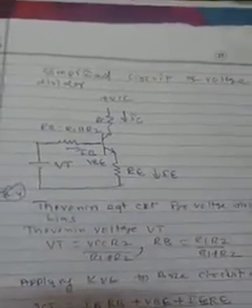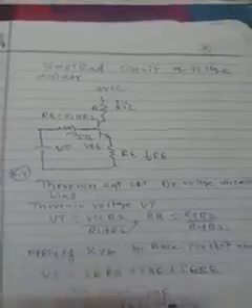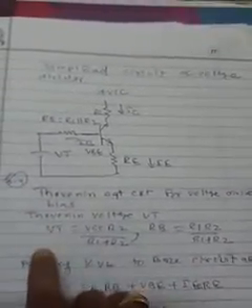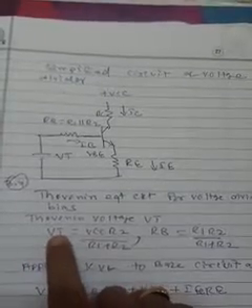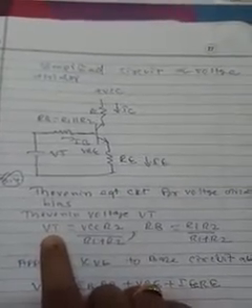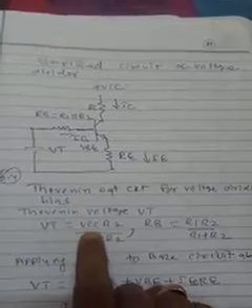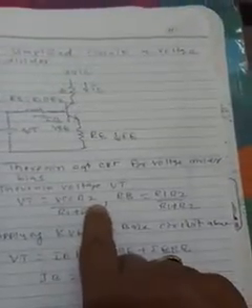We are replacing the input with a voltage equivalent called Thevenin's voltage. So this is a Thevenin's equivalent circuit for the voltage divider. There you can see here. As I told, we are replacing it with VT, which is nothing but the Thevenin voltage. So Thevenin voltage is equal to VCC times R2 divided by R1 plus R2.